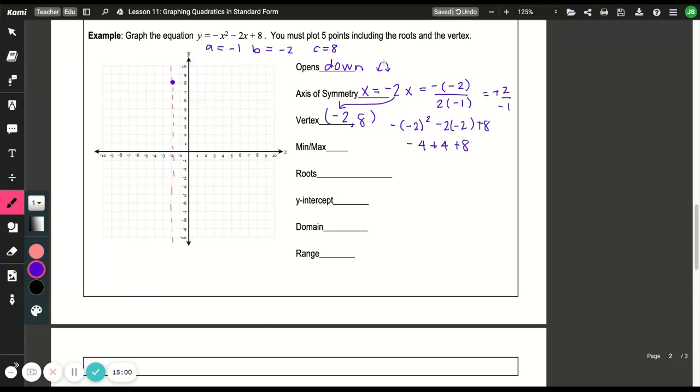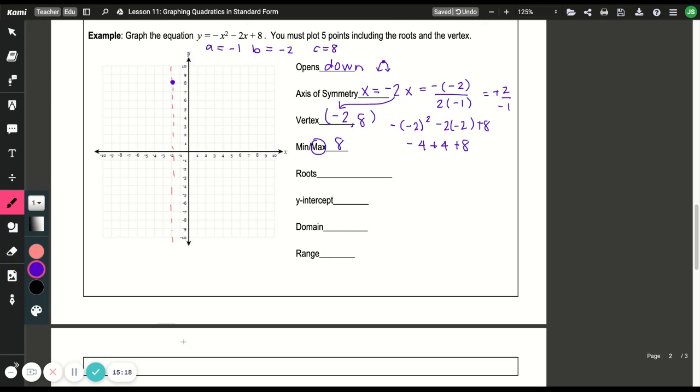Because it opens down, that vertex right there, that's the highest point on the graph. So this graph has a maximum. There's no minimum because the graph continues down forever. How high is that maximum point? How high does it reach? It reaches up to 8.